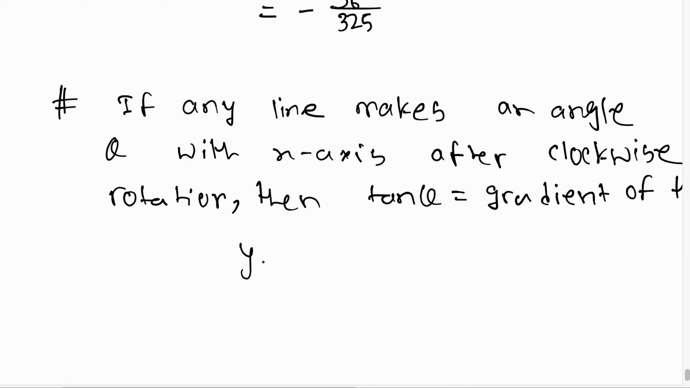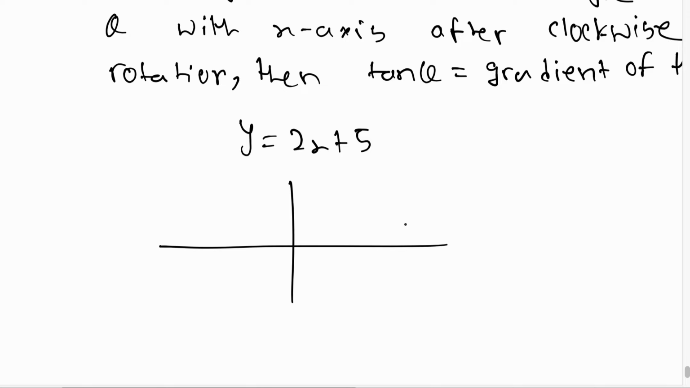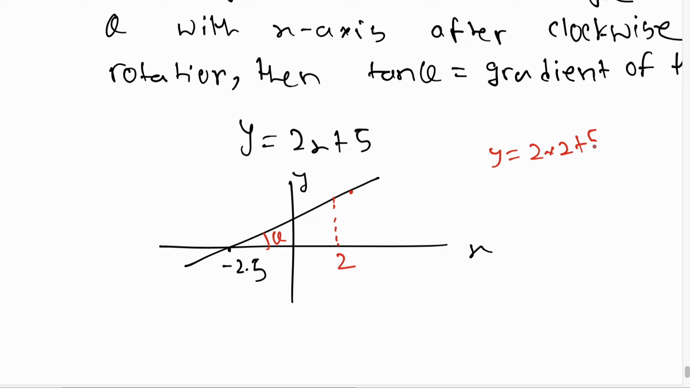Let's say y is equal to 2x plus 5 is a line. Let's draw it. Okay, it is something like this, and this point is minus 2.5. This is the x-axis and this is the y-axis. Let's say this angle is theta. For example, we are considering a point where x equals 2. At x equals 2, we put it here, 2 into 2 plus 5, that means 9. That means the y coordinate would be 9.